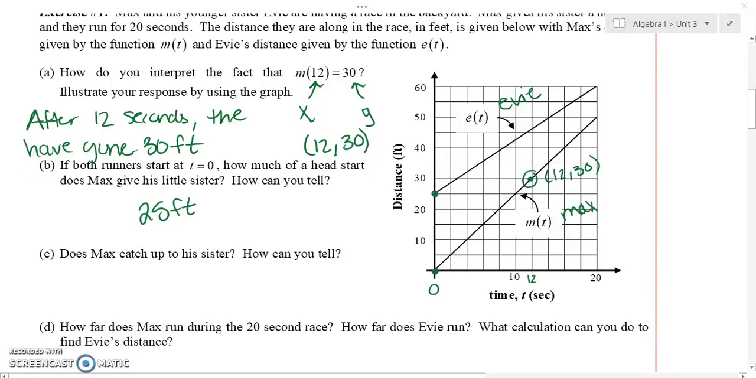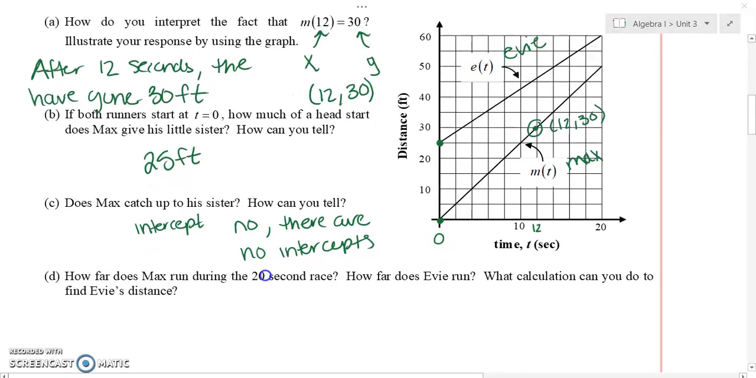Does Max catch up to his sister? How can you tell? Well, if he catches up to his sister, what would that look like on the graph? That would look like an intercept. Are there any intercepts on this graph over here? No. There are no intercepts.